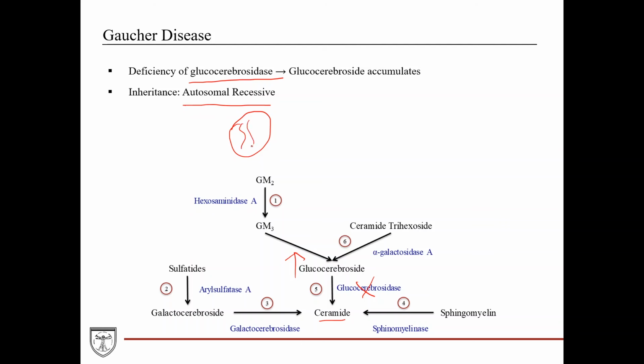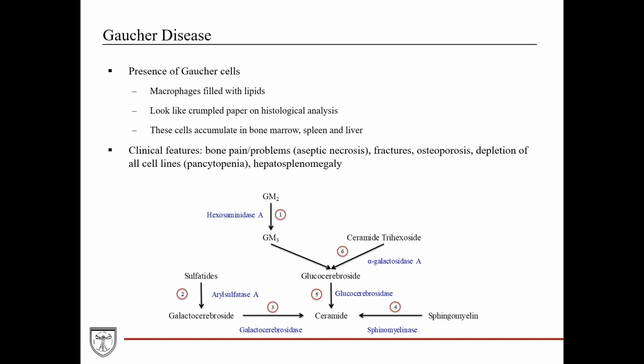So you have accumulation of these glucocerebrosides within macrophages, and that turns them into what's called Gaucher cells, which are unique for this disease. And on histology, what you'll see is these macrophages filled with lipids, like we said, and they look like crumpled paper on the histology slide, and they accumulate in the following areas: the bone marrow, the spleen, and the liver, and this translates into some of the clinical findings we see in this disorder.